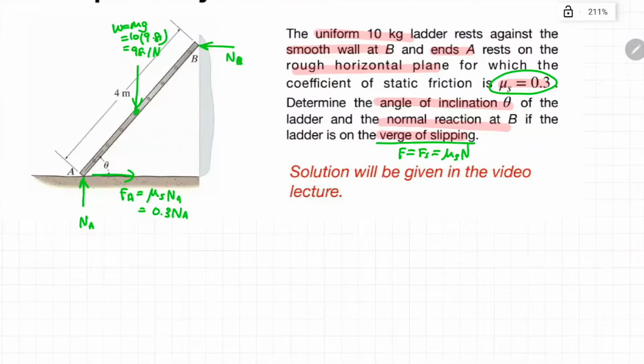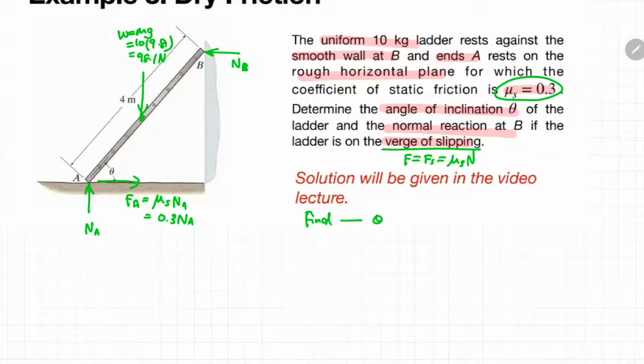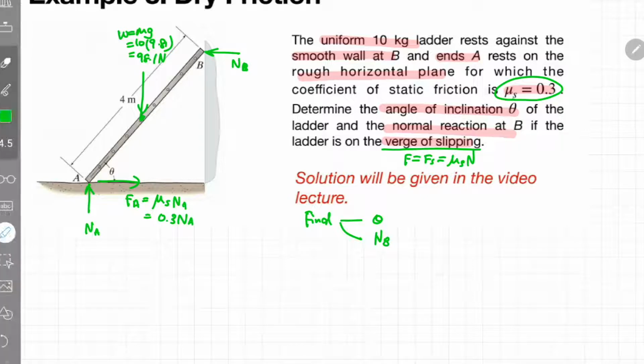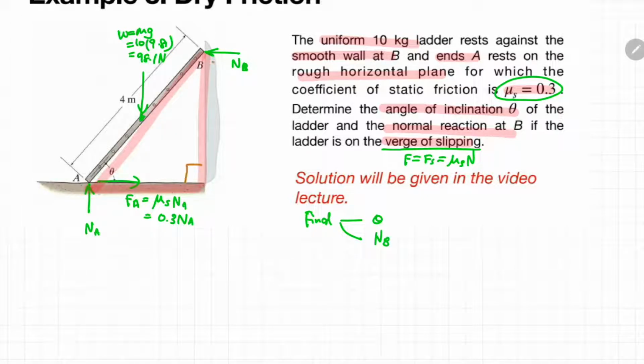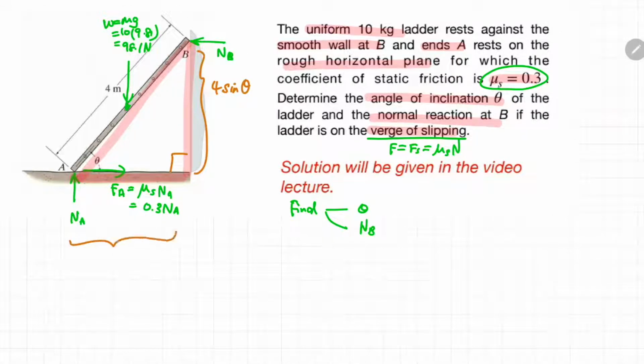So the question asks you to find the angle of inclination theta when the ladder is on the verge of slipping, and also the magnitude of the normal reaction B, which is NB. Before we proceed with the computational analysis, let us extract important information from this diagram. If you look at this particular triangle, the distance from the floor to point B would be 4 sine theta. Accordingly, the distance from the smooth wall to point A would be 4 cos theta.